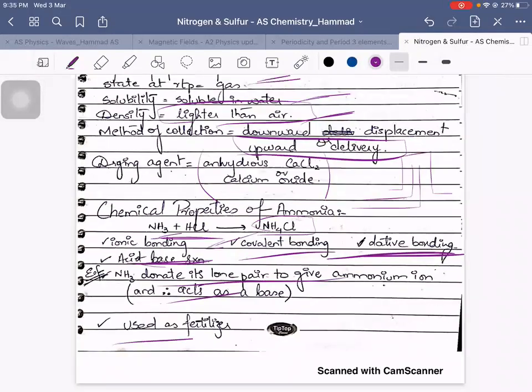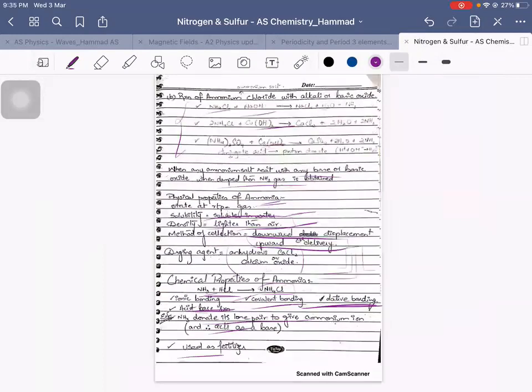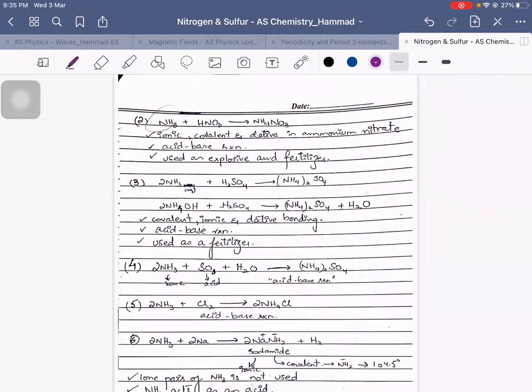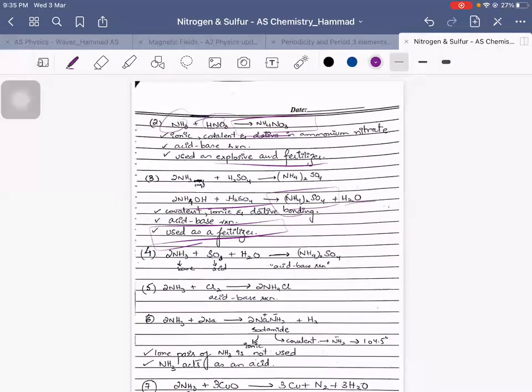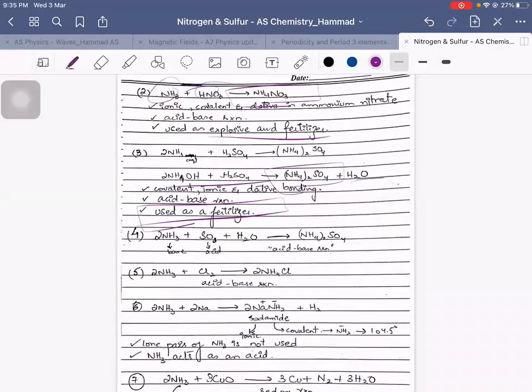It is used as a fertilizer. Some reactions involved are NH3 reacting with nitric acid to give you ammonium nitrate. It is used as an explosive and a fertilizer. Ammonium hydroxide reacts with sulfuric acid to give you ammonium sulfate and water. Ammonium sulfate is used as a fertilizer. NH3 reacts with SO3 and H2O to give you ammonium sulfate again, and so on.